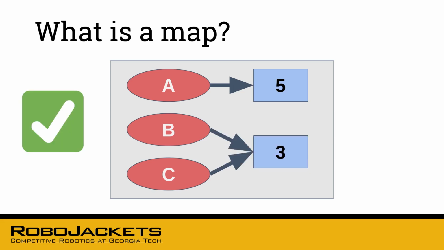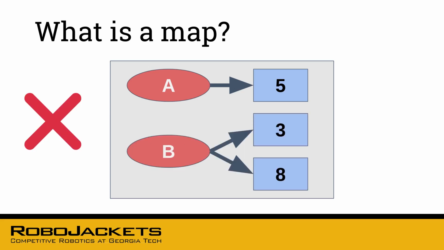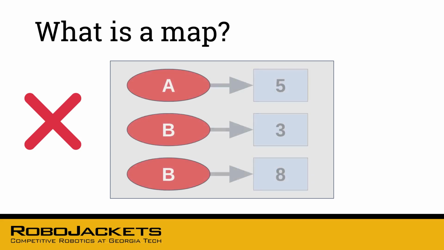There's no restriction on how many times a value can appear. For instance, both B and C can contain the same value. However, each key can only correspond to one value. I couldn't, for instance, have one instance of the B key corresponding to two different values, or two separate instances of the same key.